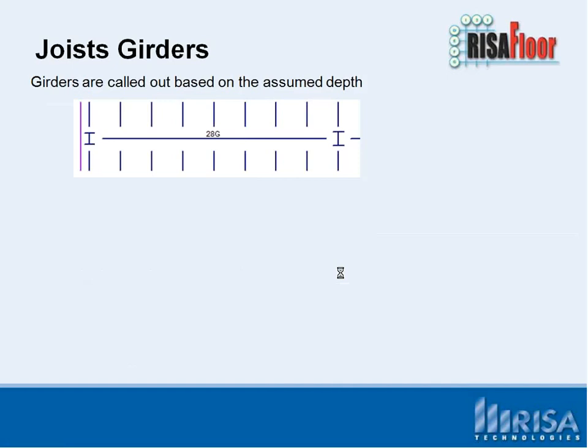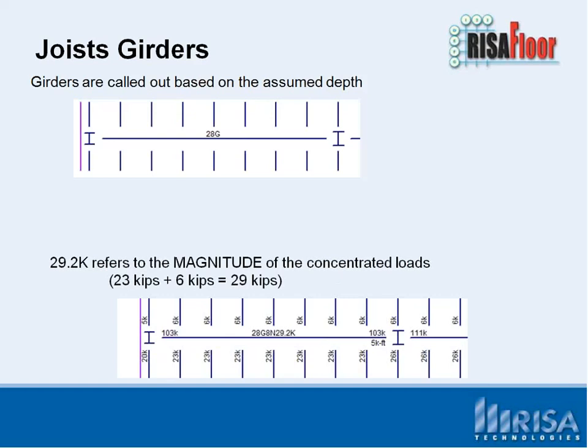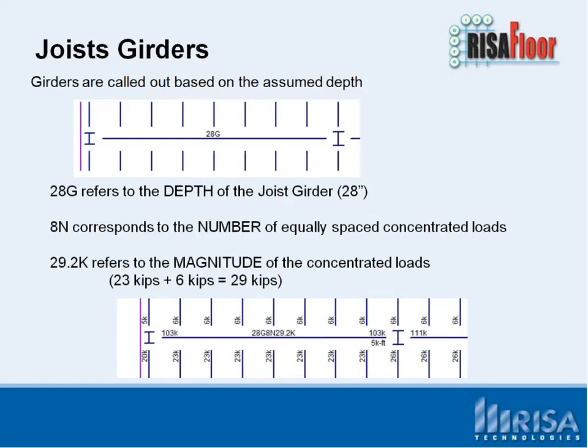We also have the ability to lay out joist girders in RISAFloor. And girders are called out based on the assumed depth. So you tell the program that you're going to have a 28-inch depth girder, and then the program will call out that 28-inch depth girder for you. It'll give you the corresponding number of equally spaced concentrated loads.